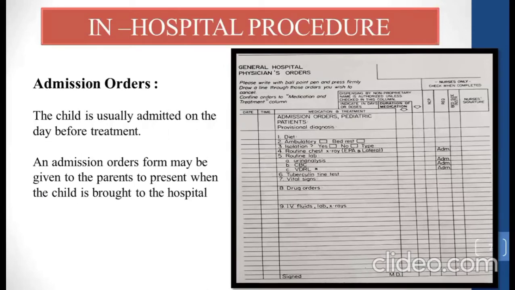The in-hospital procedure includes admission order. The child is usually admitted the day before the treatment, and the admission order form may be given to the parent to present when the child is brought to the hospital. These general hospital physician orders, that is admission order, include diet of the patient, ambulatory or bed rest, isolation, routine chest x-rays, routine lab investigation, tuberculin test, vital signs record, drug orders, IV fluid, lab, and the x-rays.